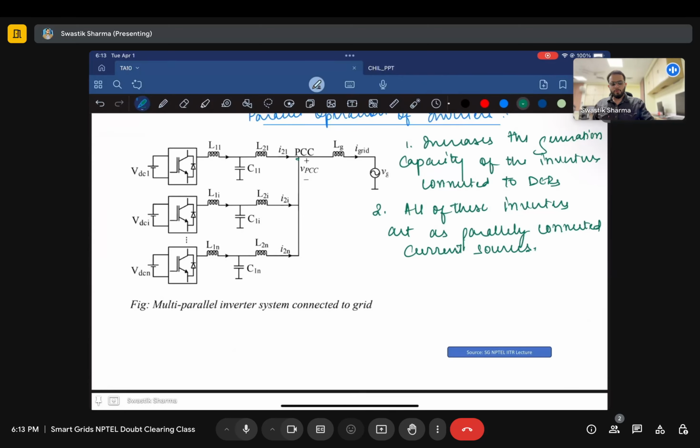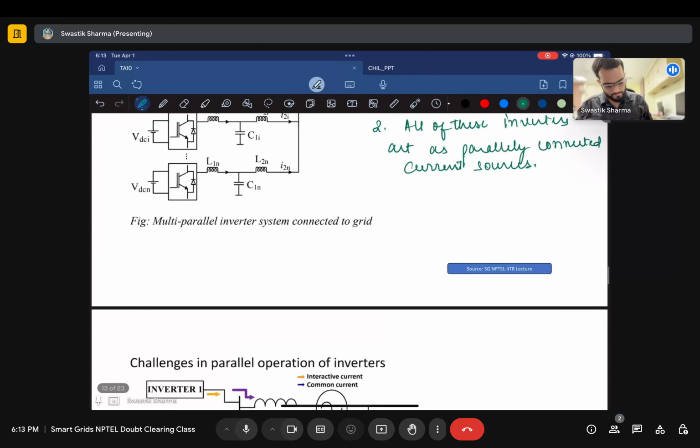Now, why do we want to ensure parallel operation? There are a few things. One thing we know is that they increase the generation capacity of the RES, the DRs that they are connected with, right?